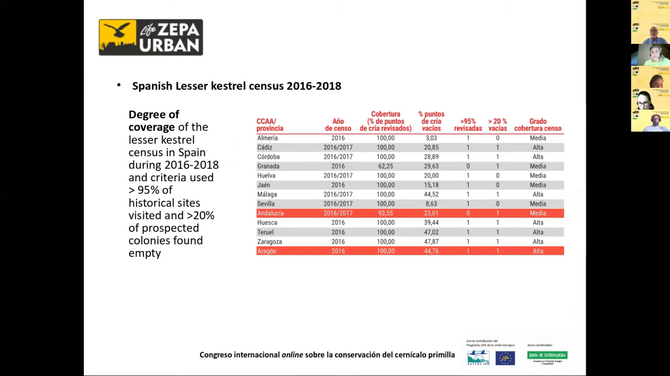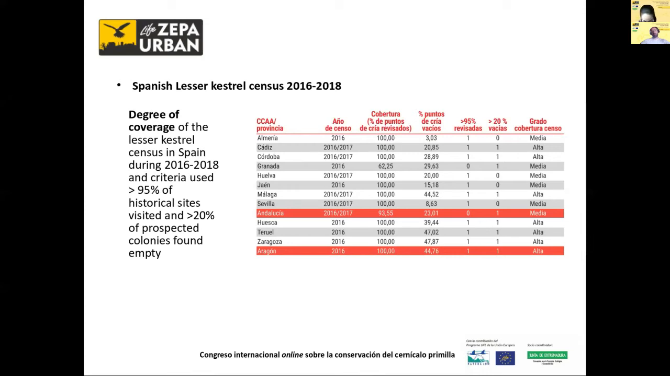One of the good things of this method compared to previous censuses is that it's possible to estimate effort and to have an idea of which areas have been really well censused and which ones are not so well censused. So in this case, for example, we considered that, to consider that an area had been well prospected, at least 95% of the historical sites had to be visited, and at least 20% of the places that had been visited were colonies that were found empty.